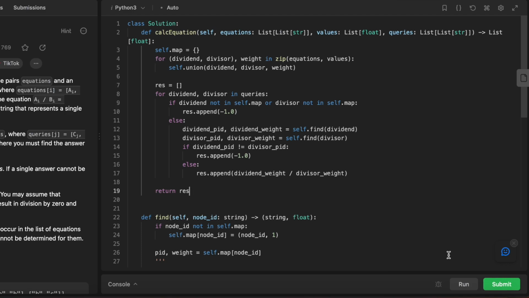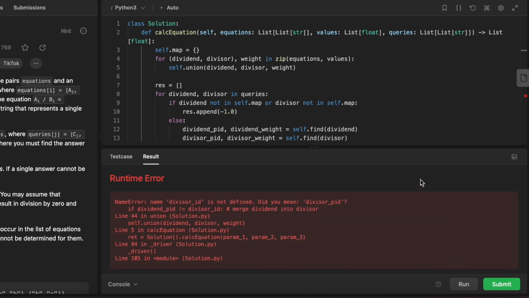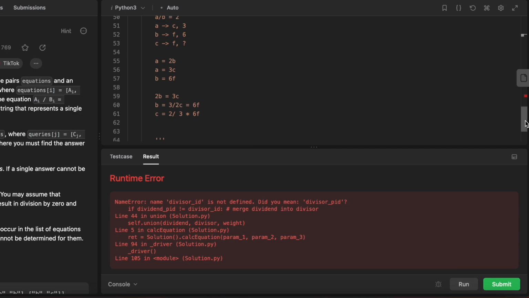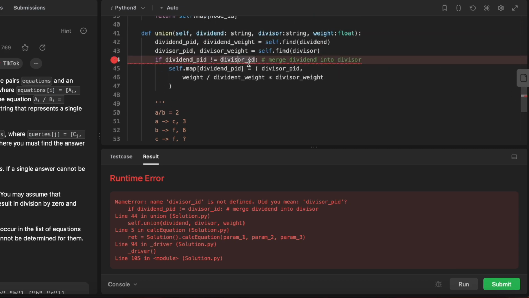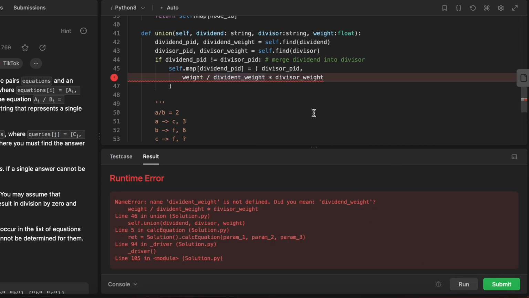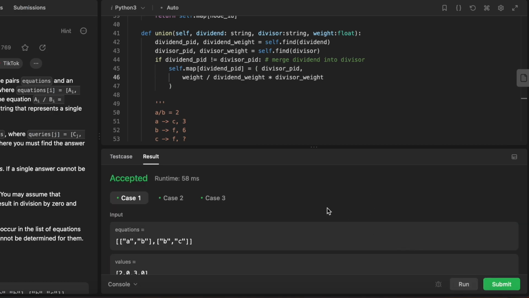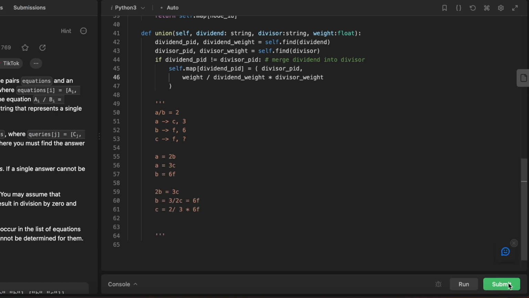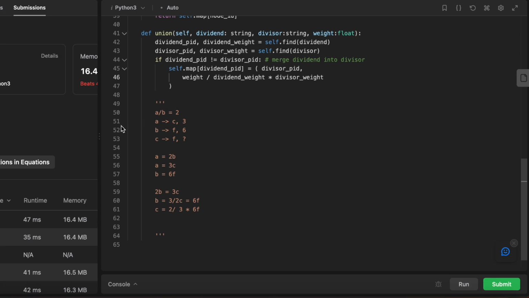Okay. Now let's run it. Divisor. Okay. See line 44. Sorry, I think that should be dividend weight. Okay, it's accepted. So now let's submit. Okay, it passed.